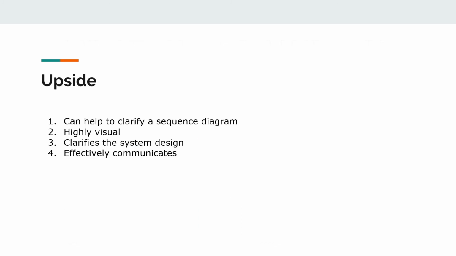Although a communication diagram is not always necessary, it has several benefits. It can help to clarify a sequence diagram. It gives a visual representation of a use case. It clarifies entities, objects, and interactions of a use case in a system design. It effectively communicates the purpose of objects, links, messages, and selectors of a use case.